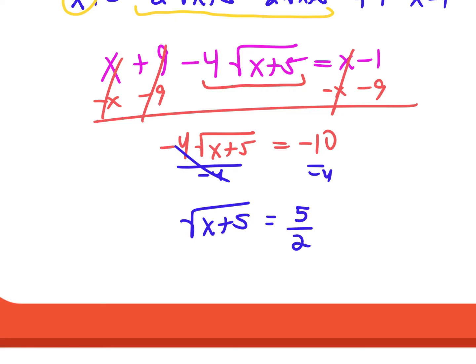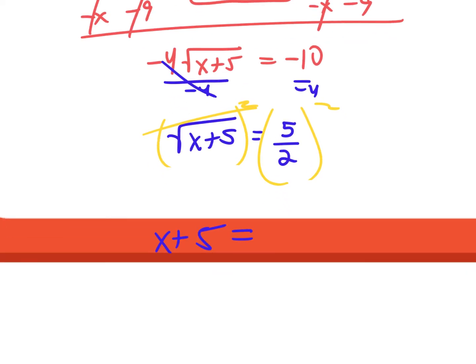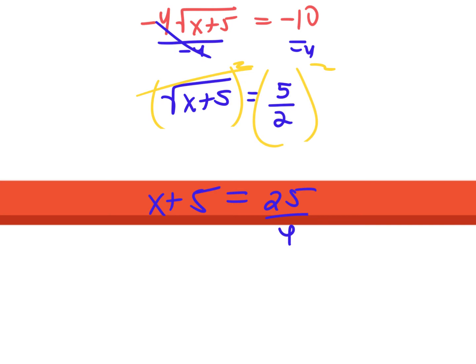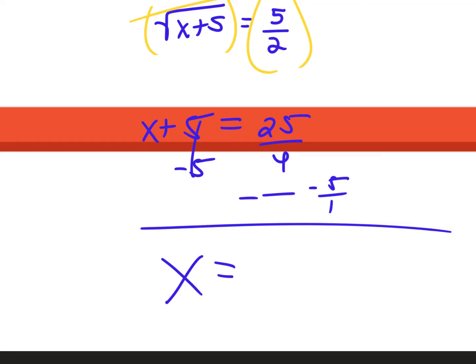And then what's our last step? Square both sides. So when I square my square root, it just cancels. So I have x plus 5 equals what? 25/4. Then my last step. Subtract the 5. I'm going to go ahead and turn 5 into fourths, which would be what? 20. So 20/4. What's 25/4 minus 20/4?